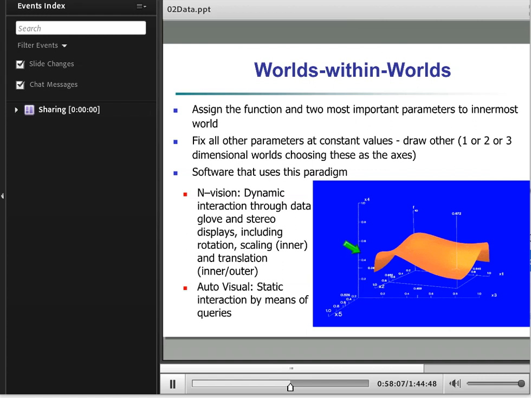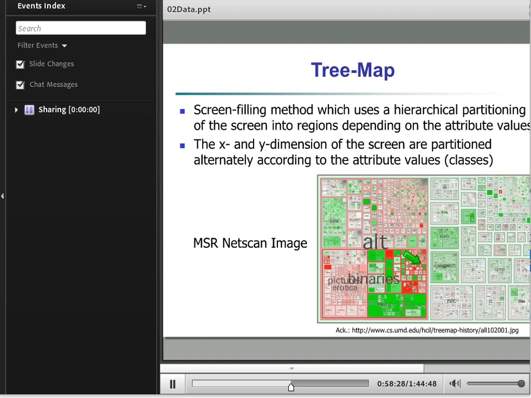Sometimes we can use worlds in worlds or worlds within worlds. This means that, for example, here, I have a 3D plot, and in a space of this 3D plot, I have another 3D plot inside of the first one.